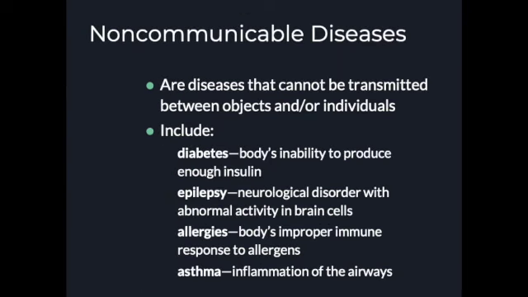Non-communicable diseases are diseases that cannot be transmitted between an object and an individual or between individuals. Examples of childhood non-communicable diseases include diabetes, epilepsy, allergy, or asthma. Diabetes is a disease that occurs as a result of the body's inability to produce enough insulin, which causes too much sugar in the blood.